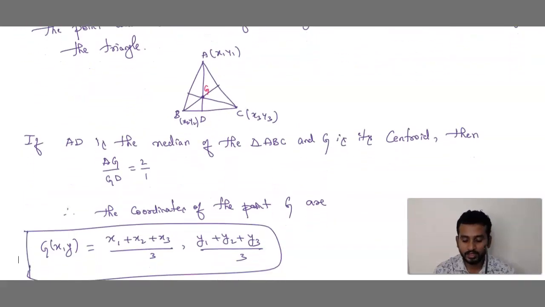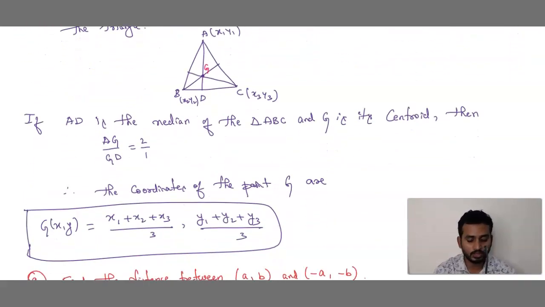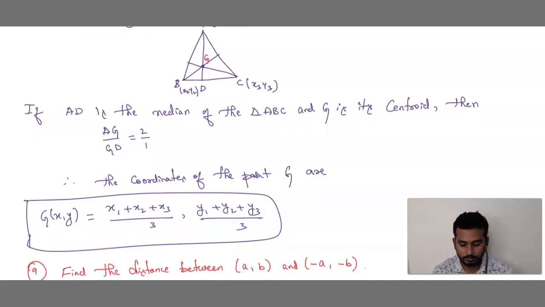To find the centroid of the triangle, we have the formula: G(x, y) = ((x1 + x2 + x3)/3, (y1 + y2 + y3)/3). So this is the centroid formula. And remember, AG by GD, they divide in the ratio 2:1.